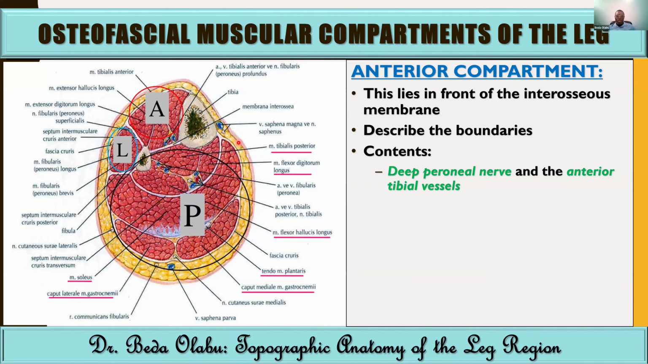Then we have the deep peroneal nerve. Deep peroneal nerve is a branch of the common peroneal nerve. So the common peroneal nerve, after winding around the neck of the fibula, terminates into two: the deep peroneal nerve that enters the anterior compartment and the superficial peroneal nerve that enters the lateral compartment. So this deep peroneal nerve that enters the anterior compartment provides motor innervation to the muscles of the anterior leg compartment.